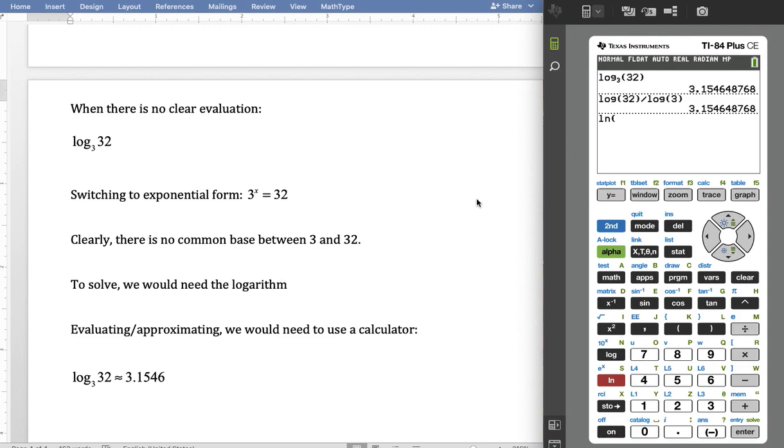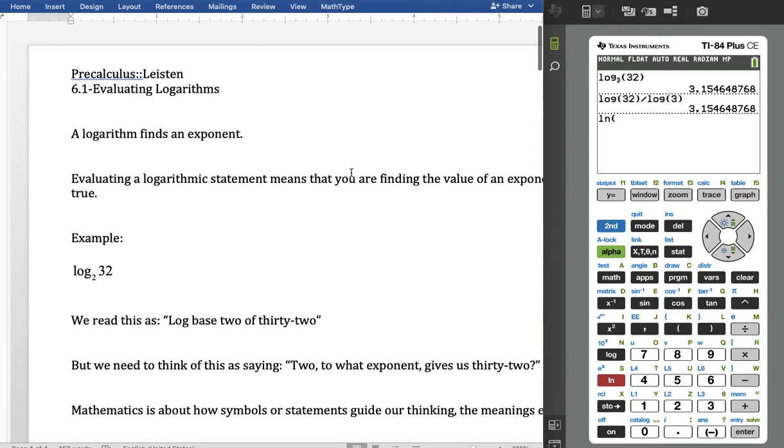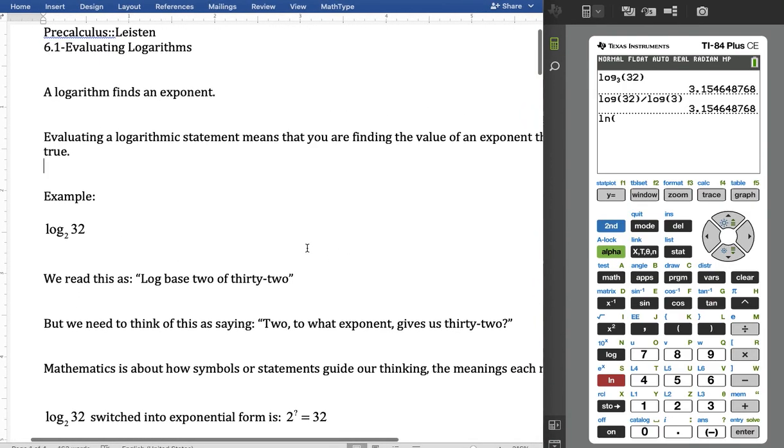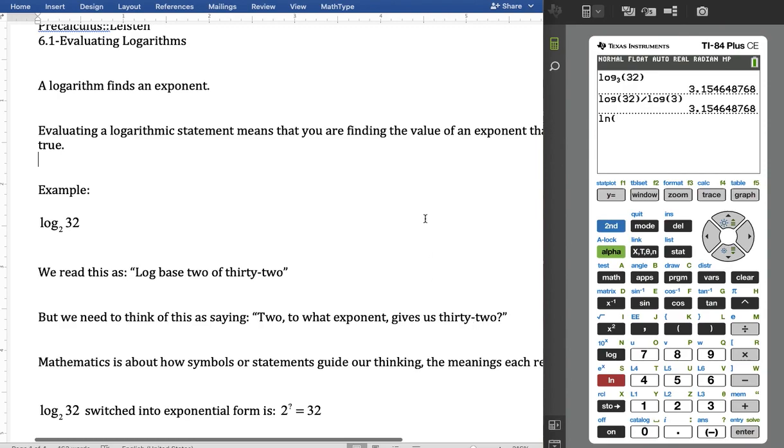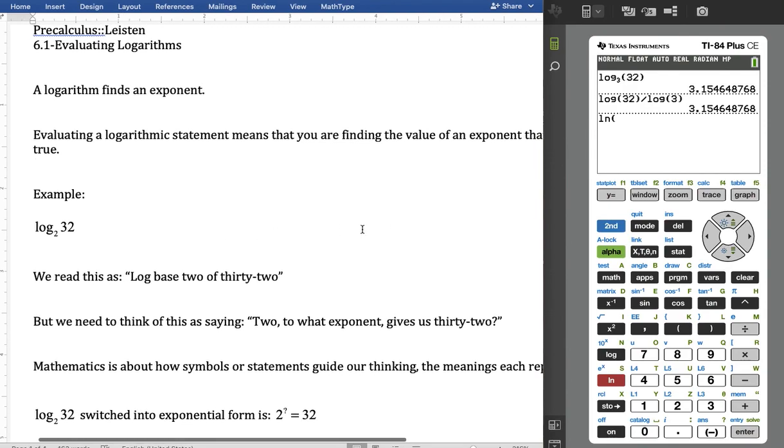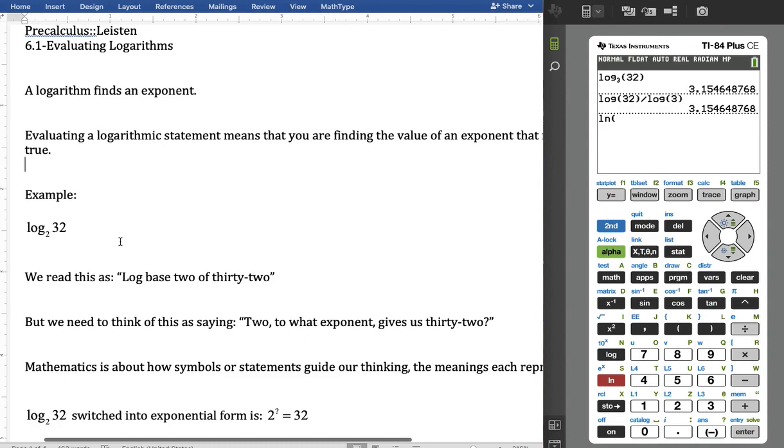It's all about evaluating logarithms. So think about what the log means. Going all the way back to the beginning, it's saying 2 to what exponent gives us 32, or the base to what exponent gives us that argument. So think about it. Think about what the math means for each of us and how we can interpret those statements. Good luck. Let me know what you have.